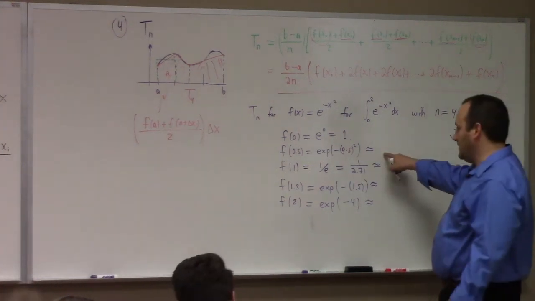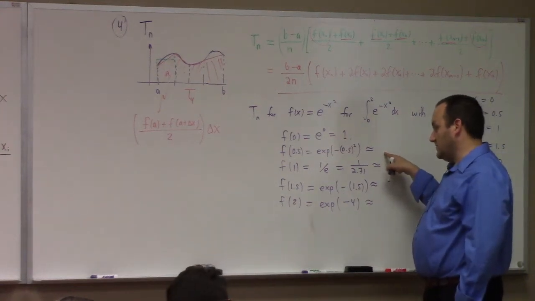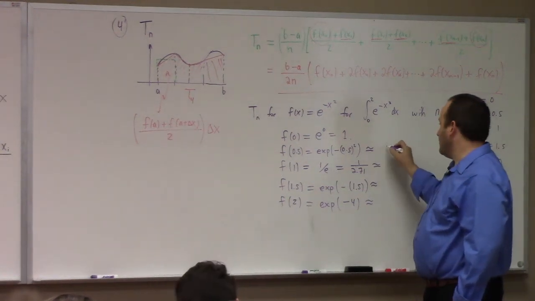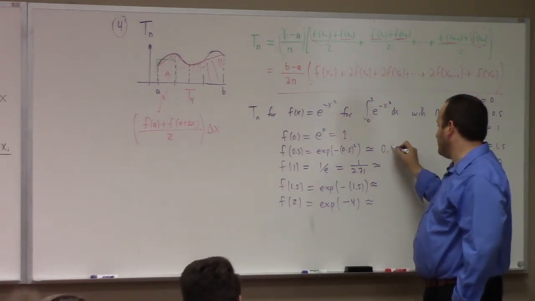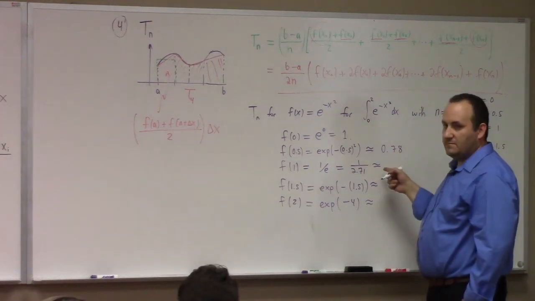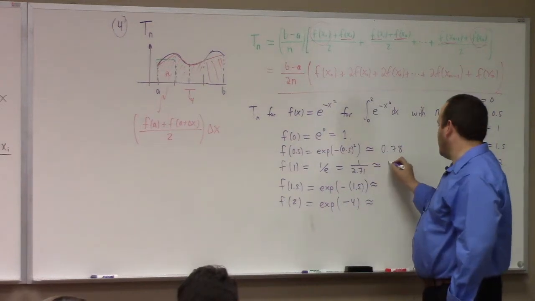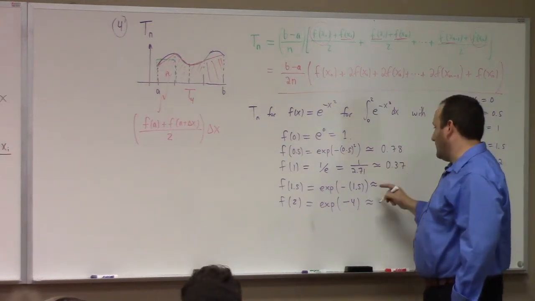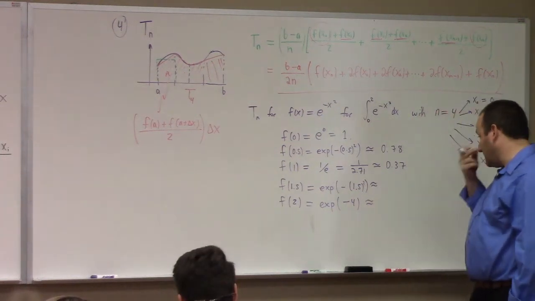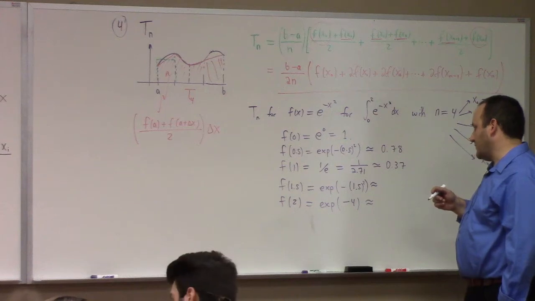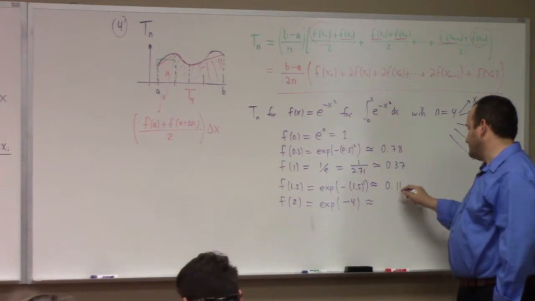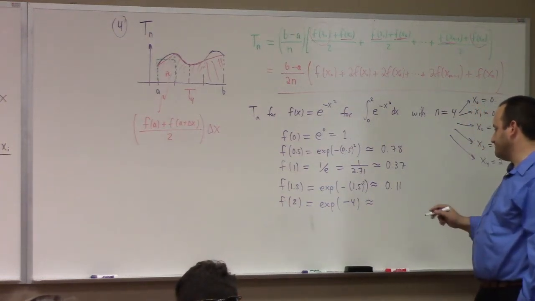Anybody have this one for me? E to the minus, this first one, f of 0.5. What do we got? 0.778. I'm sorry, 0.78. Sure. All right. 1 over e. What's 1 over e? 0.37. Sounds right. What's the next one? Exponential of minus 1.5 squared. What's f of 1.5? 0.11? And what's f of 2?